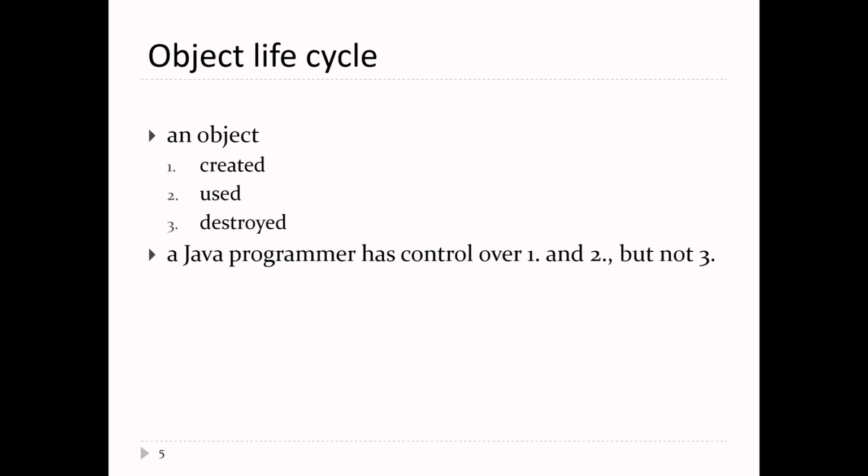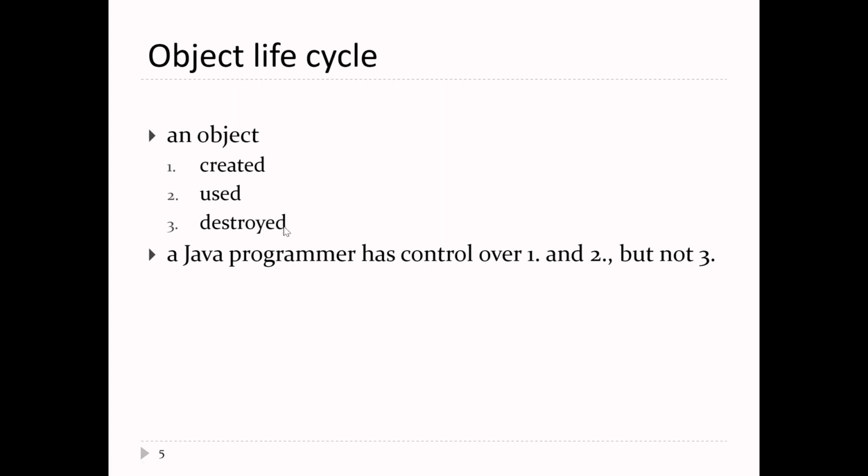Okay, so the object lifecycle is similar to the lifecycle of a dynamically allocated thing in C, right? To dynamically allocate something in C, you malloc some memory for it. So you create the memory, you create the thing. Then you use it. And then hopefully you remember to free the memory or free whatever resources are allocated to that object, so it gets destroyed.